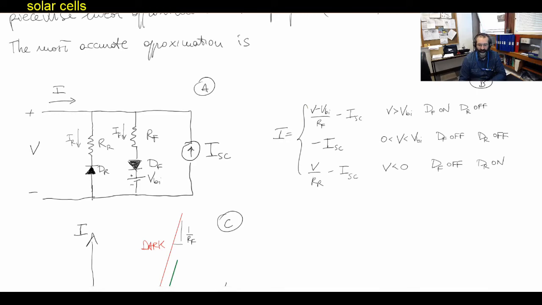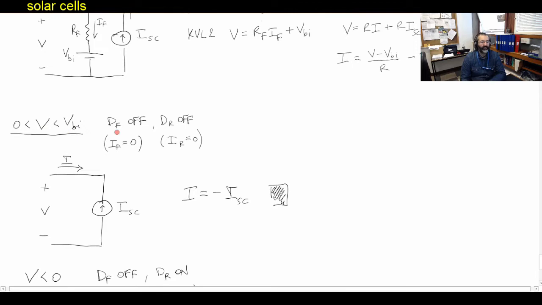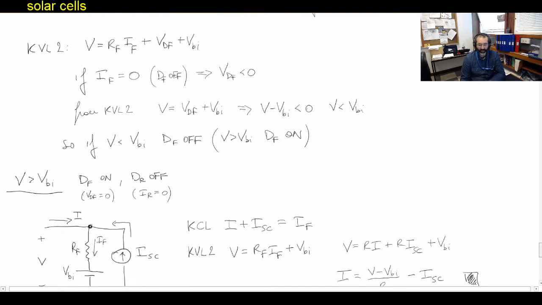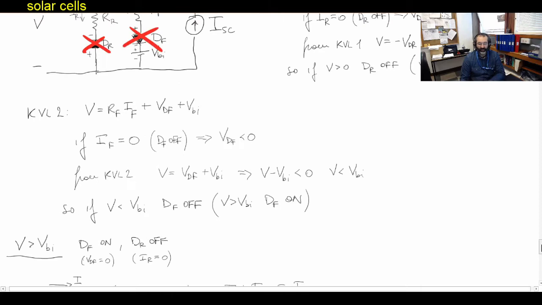So if V is between 0 and VBI, DF is off, because V is smaller than VBI, so DF must be off. And DR is also off, because V is still positive, and DR must be off in that case. This basically means that both diodes, the ideal diodes, switches, are open circuits, and so these branches can be removed. And so effectively the circuit is just as simple as this.